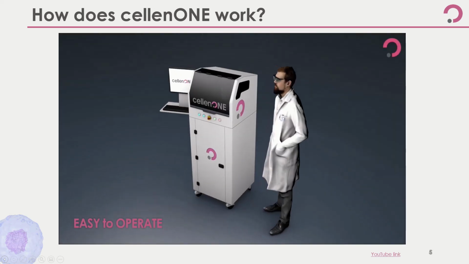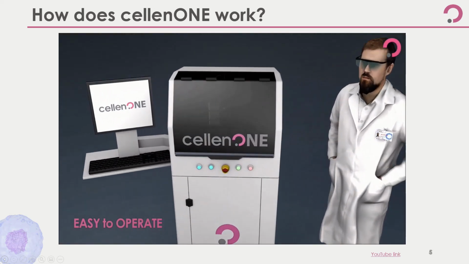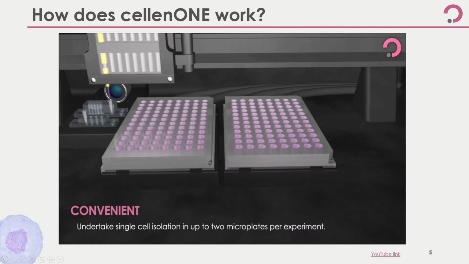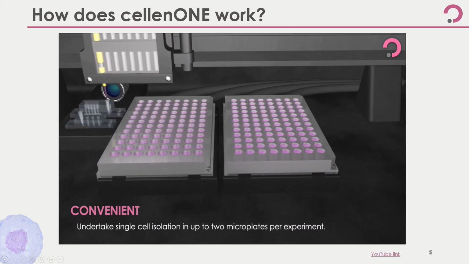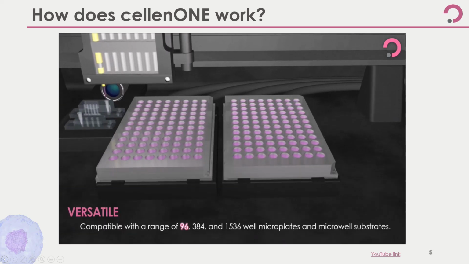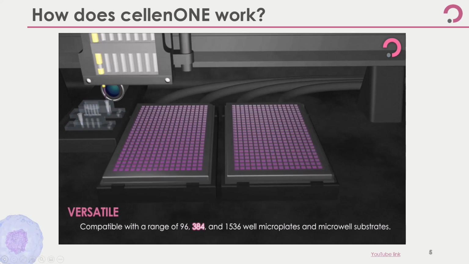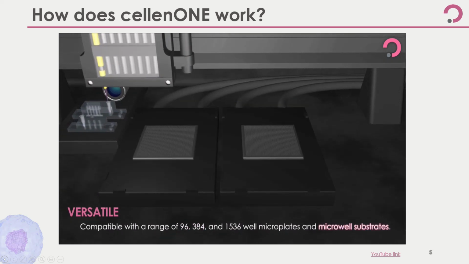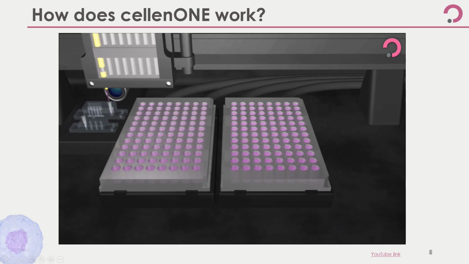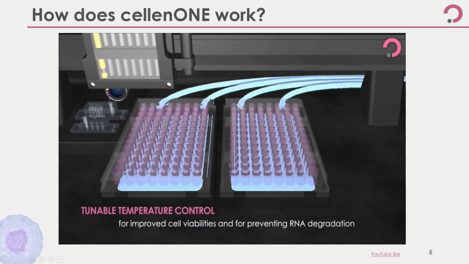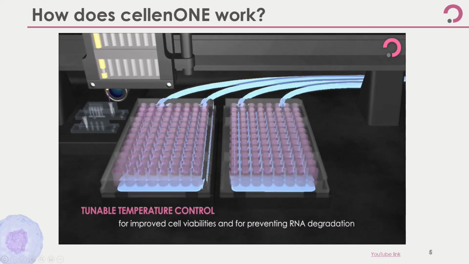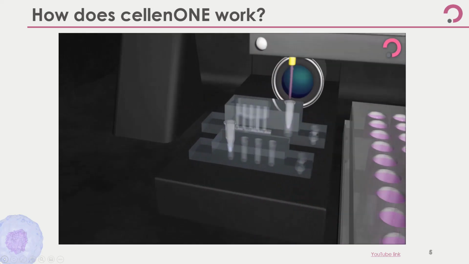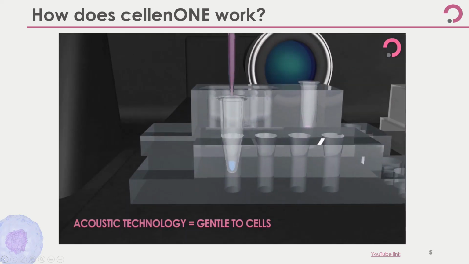The device looks like this. Inside the device, we have a holder for two MTB plates. These plates can be 96 well plates, but also 384 or even 1536 well plates. And we are also working with some micro wells, so structures which are very tiny wells. We control the temperature of these plates in order to prevent RNA degradation and also to improve the viability post-cloning.